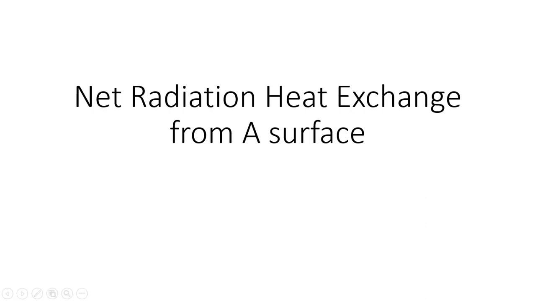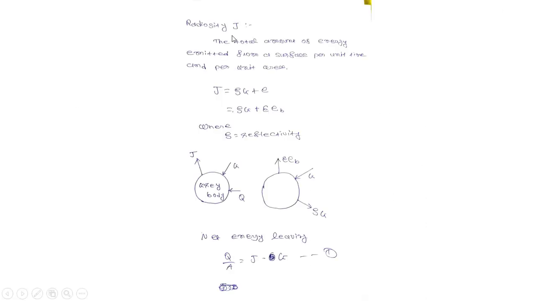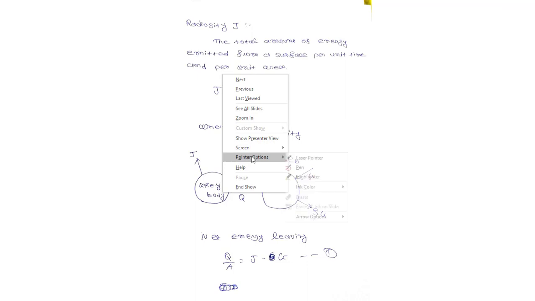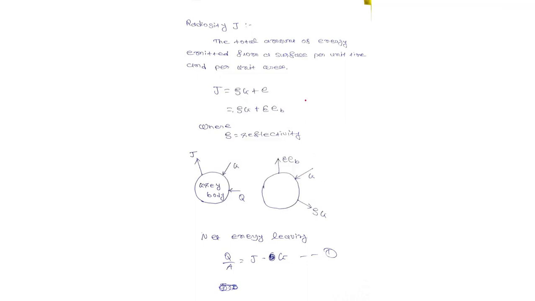Now for that, we already discussed few definitions like irradiation. What is irradiation? It is capital G. And it represents the total radiant energy received per unit time, per unit area from all directions and wavelengths. It is irradiation, capital G.